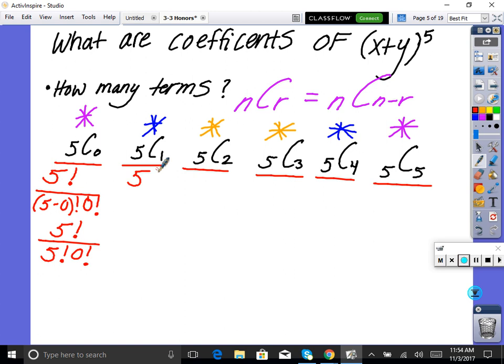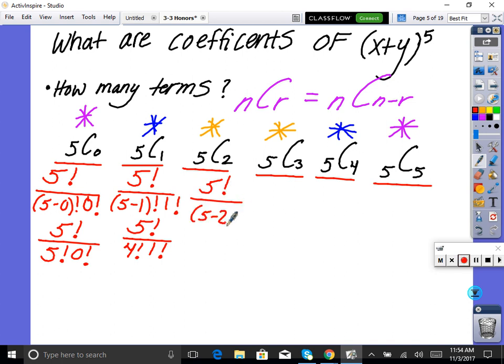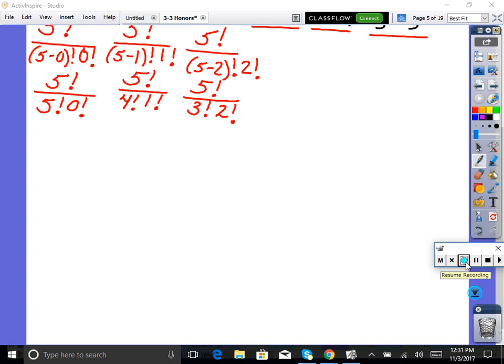So this will be 5 factorial divided by 5 minus 1 factorial times 1 factorial, which is 5 factorial divided by 4 factorial times 1 factorial. And then this one will be 5 factorial divided by 5 minus 2 factorial times 2 factorial. So we're going to have 5 factorial divided by 3 factorial times 2 factorial. I think that's our one. Yeah, it is.